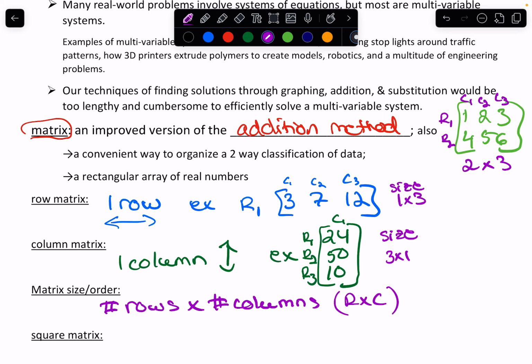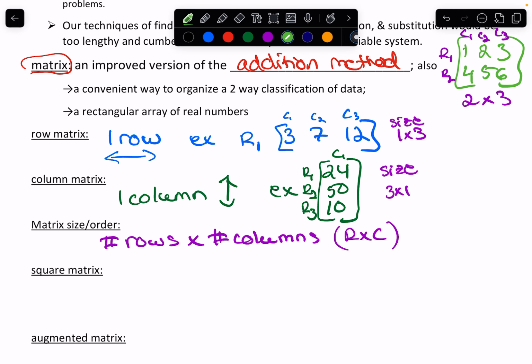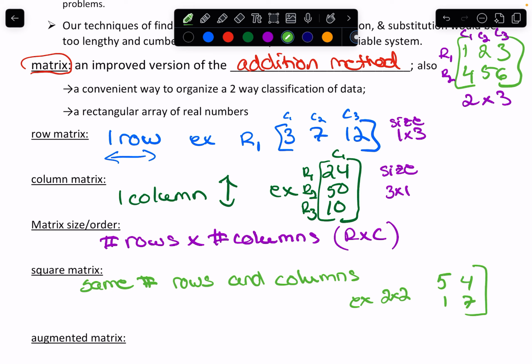Okay, next we're going to look at a square matrix. A square matrix is a matrix that has the same number of rows and columns. For example, we can do a 2 by 2 like this. That would be a square matrix. It is shaped like a square.